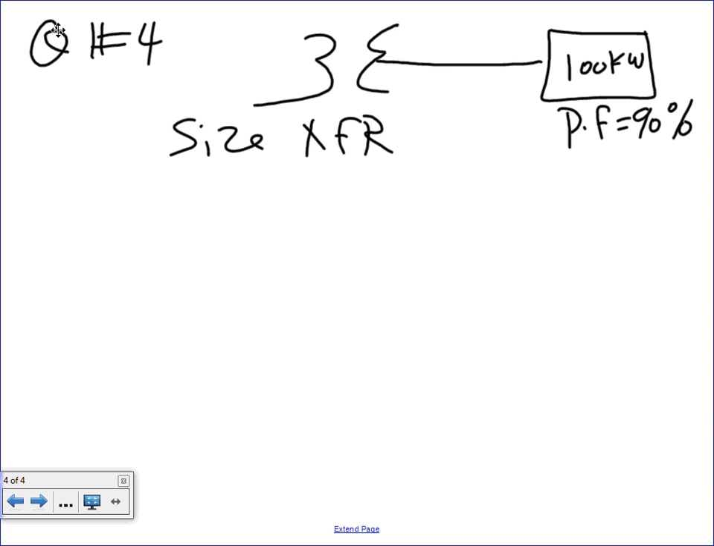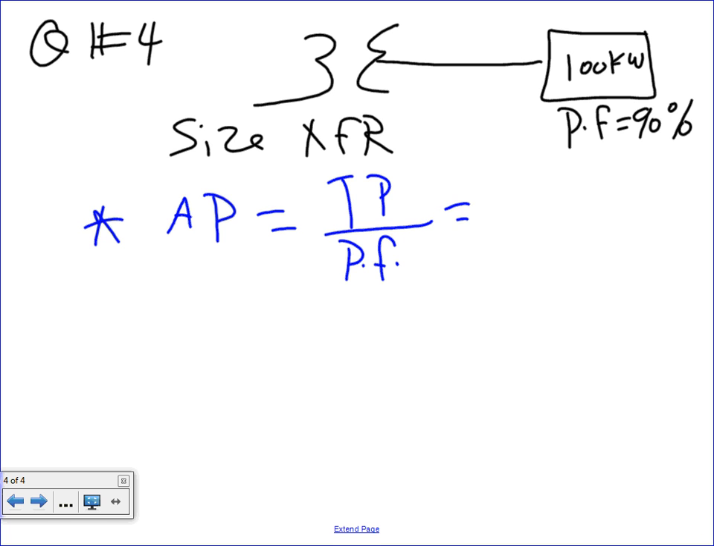Anybody has any idea how to size a transformer based on this? I want to remind you the rule, the formula that we use: apparent power equals true power over power factor. We always size based on the kVA, the apparent power. True power, so what's my apparent power? 100 kW divided by 0.9.